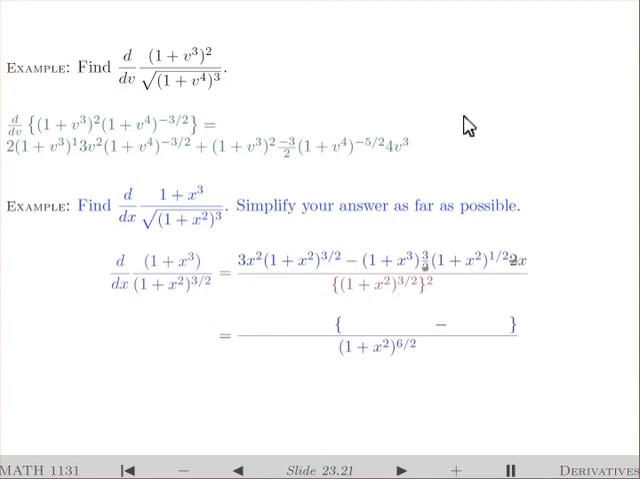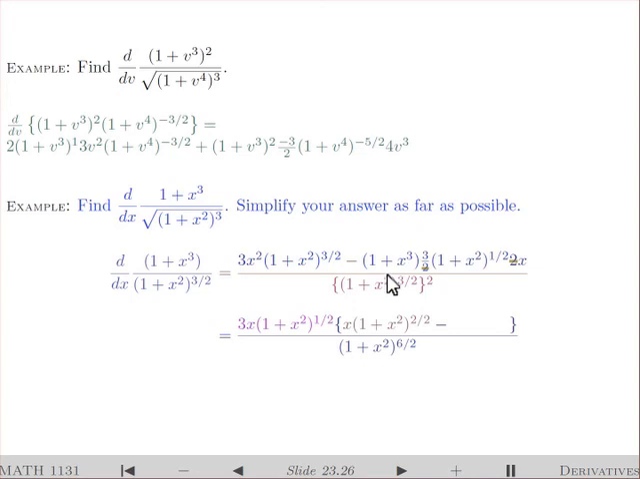So I'm factoring out a 3. I'm factoring out an x. I'm also factoring out (1 plus x squared) to the power 1 half, because these are the factors common to both terms in the numerator. In the first term I pulled out a 3. I had x squared. I pulled out an x. That leaves an x inside. I had (1 plus x squared) to the power 3 halves. I am pulling out (1 plus x squared) to the power 1 half. So that leaves (1 plus x squared) to the power 3 halves minus 1 half, or 2 halves.